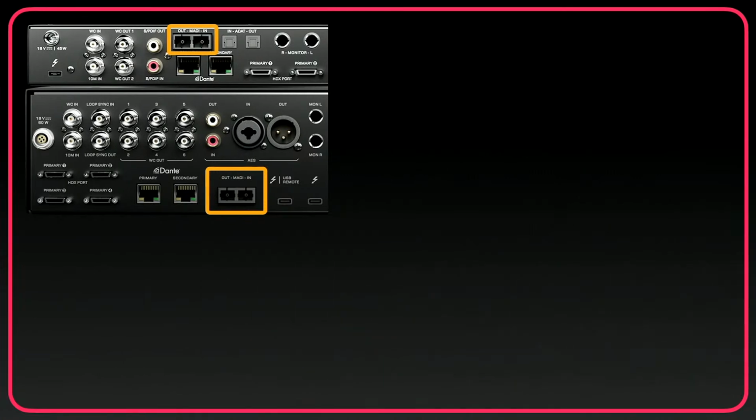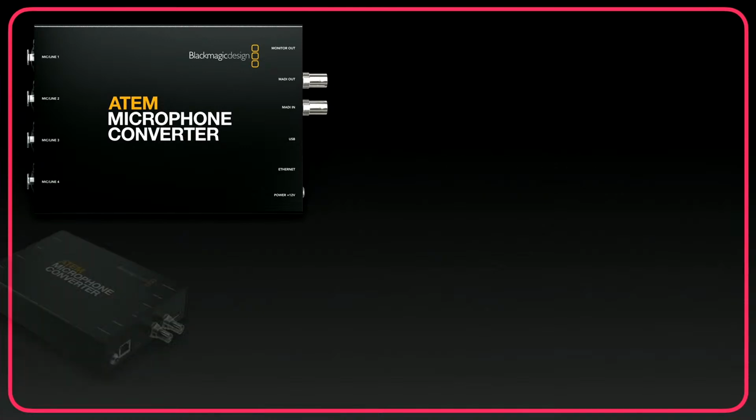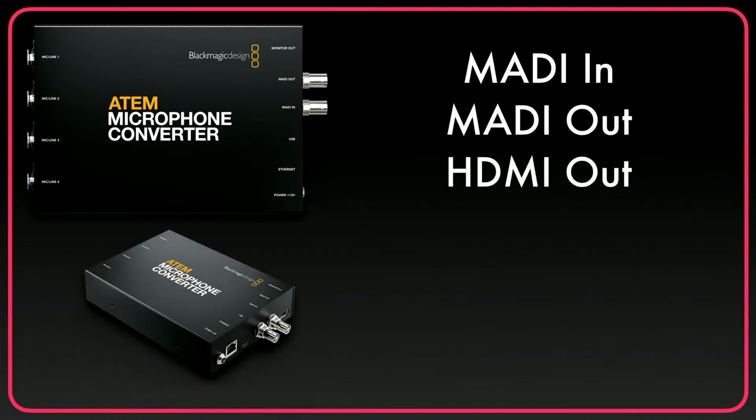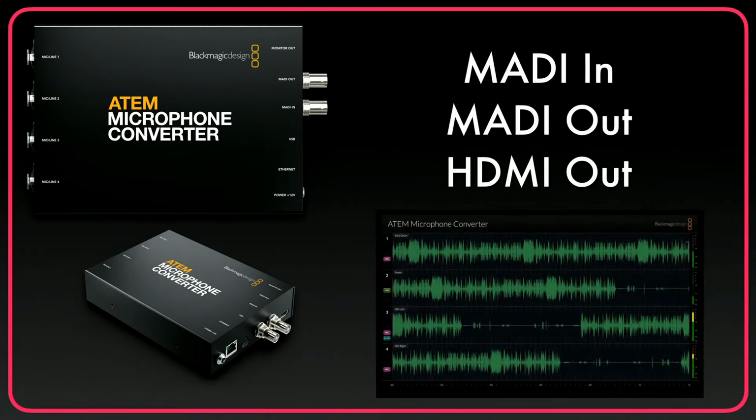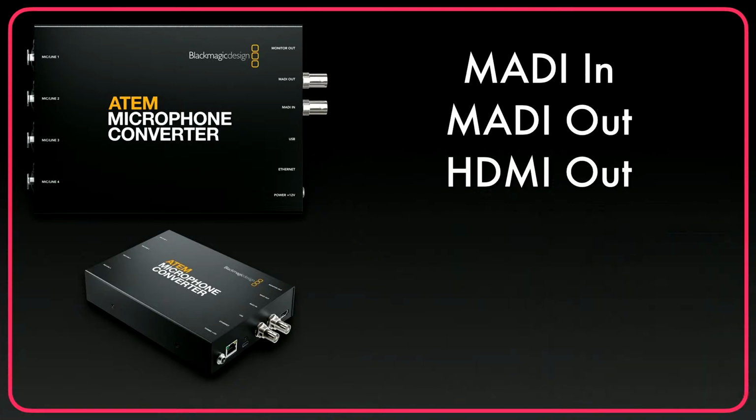Now, the other thing that's happening in ATEM world is going to be the ATEM Microphone Converter. This is a pretty big deal. It's not being talked about too much because it's all under the hood. There's no buttons. There's nothing to play with. It's simply MADI in, MADI out, HDMI out. Now, the HDMI out is actually used to see your meters, so you can actually see what's happening on your tracks. These are your meters, because you'll understand how these meters work.